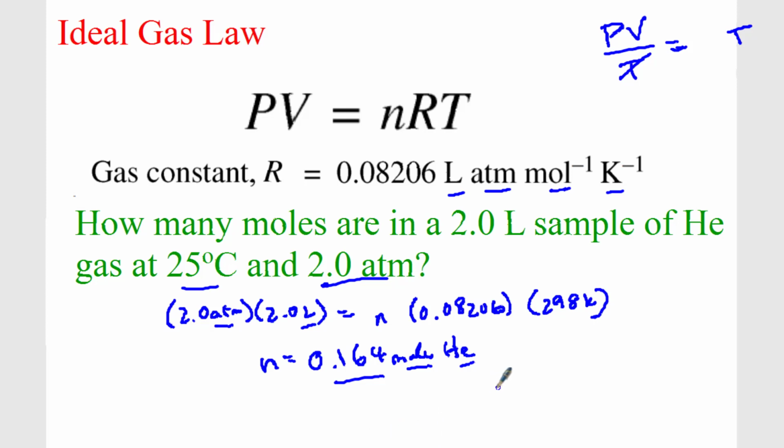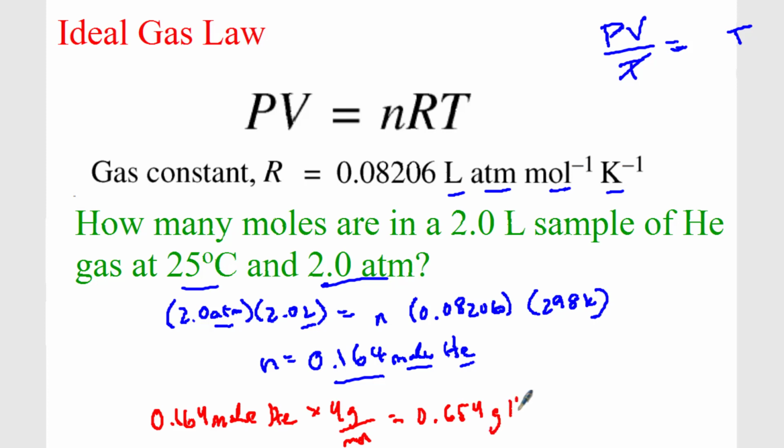0.164 moles of helium. Which means, what can we do if we know the number of moles? We can take 0.164 moles of helium, and think back to the first semester. We can multiply by the molar mass of helium, which is 4 grams per mole. And if I multiply that by 4, I can know that this is 0.654 grams of helium. So I can know the mass of helium by using PV equals nRT, the ideal gas law.